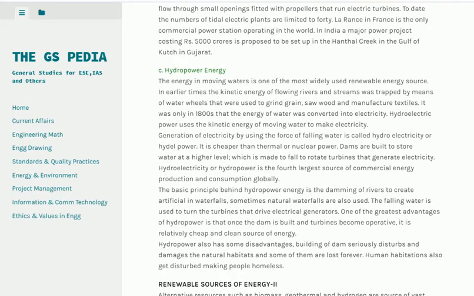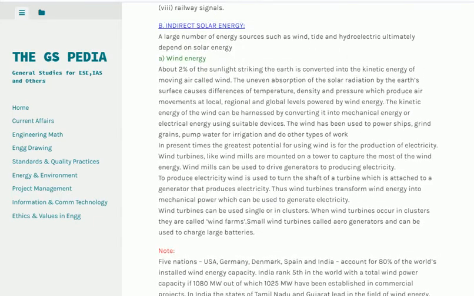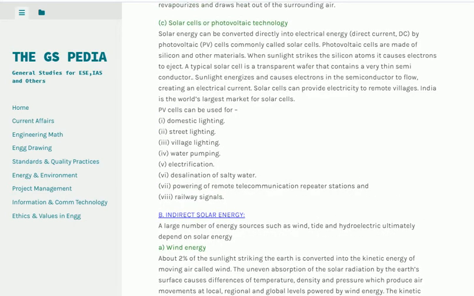Solar cells or photovoltaic technology. Solar energy can be converted directly into electrical energy, direct current (DC), by photovoltaic (PV) cells, commonly called solar cells. Photovoltaic cells are made of silicon and other materials. When sunlight strikes the silicon atoms, it causes electrons to eject. A typical solar cell is a transparent wafer that contains a very thin semiconductor. Sunlight energizes and causes electrons in the semiconductor to flow, creating an electrical current. Solar cells can provide electricity to remote villages.